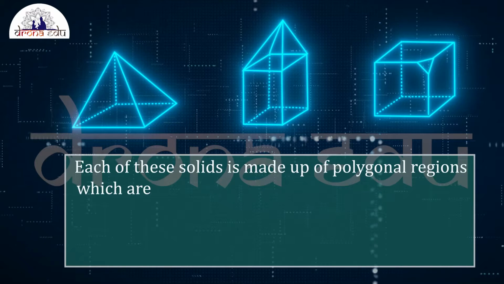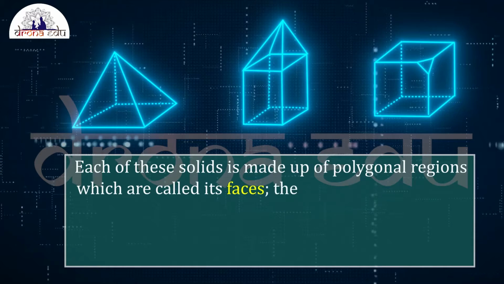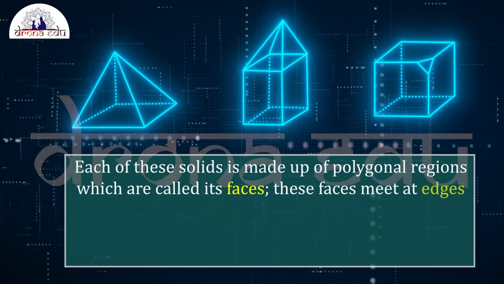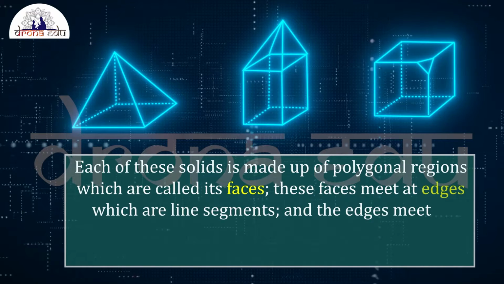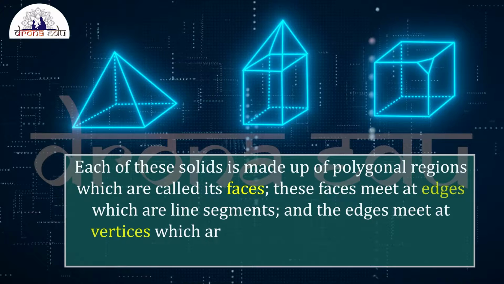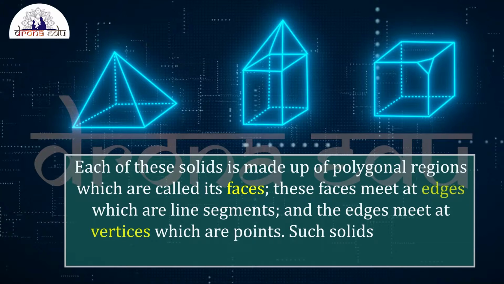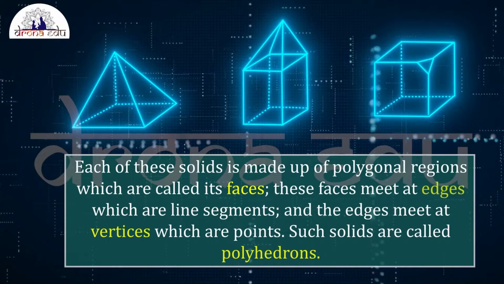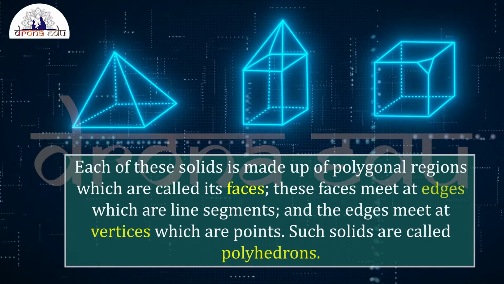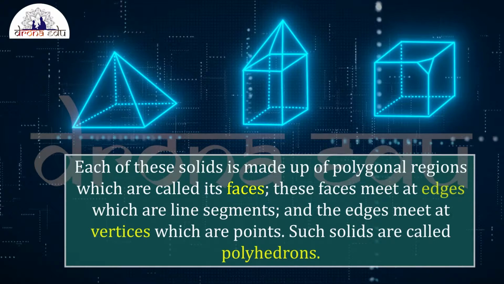If you see in these figures, there are many solids given, right? Each of these solids is made up of polygonal regions which are called its faces, and these faces meet at edges which are line segments, and the edges meet at vertices which are points. Such solids are called polyhedrons.